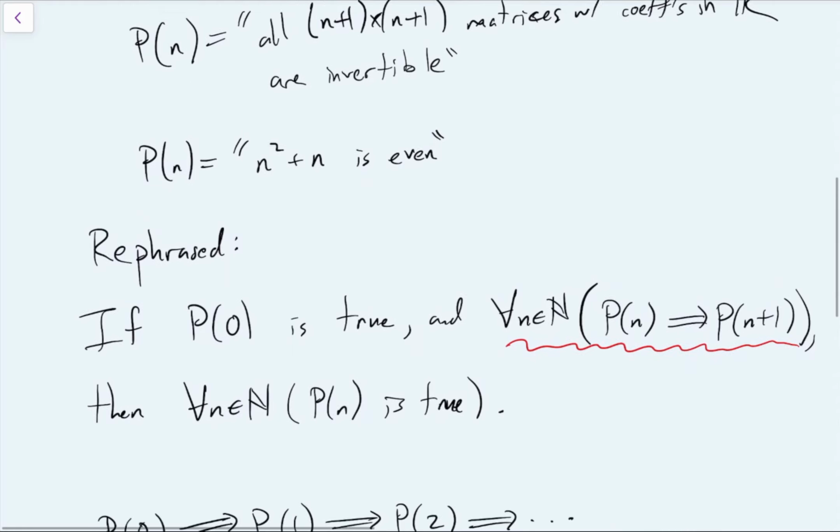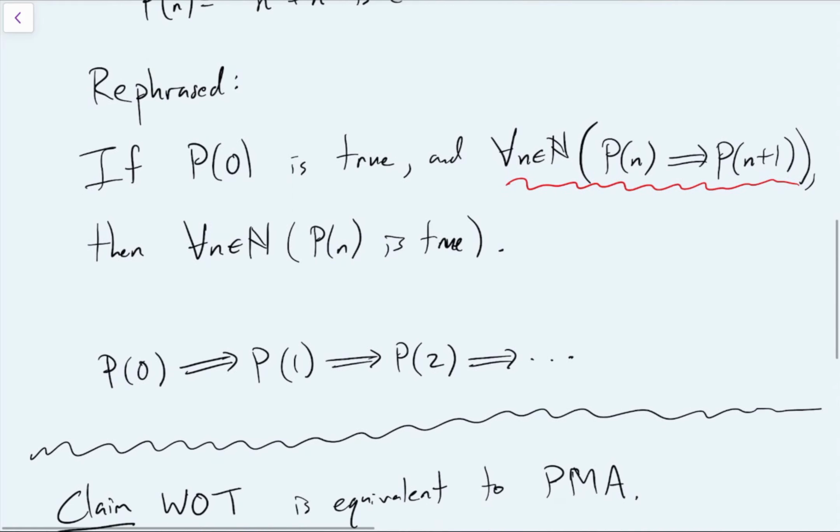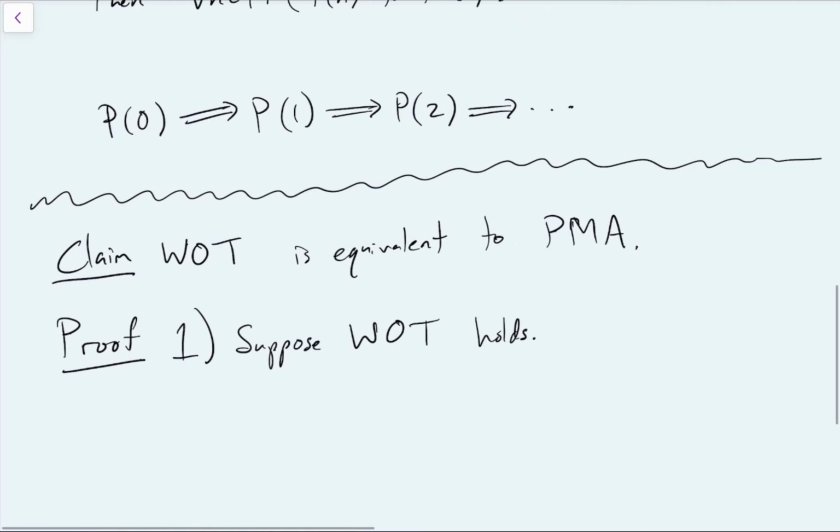let me look at the statement. What does the principle of mathematical induction say? It says if I have some property P, and P of 0 is true, and this inductive step holds, then P of n must be true for all n. So if I want to prove that the principle of mathematical induction is true, then what I should do is let P of n be a proposition that depends on the natural number n.